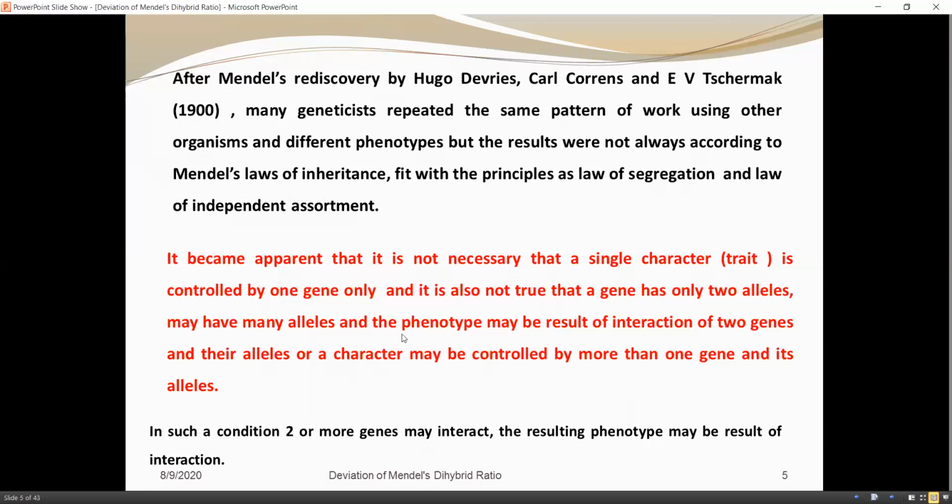It became apparent that it is not necessary that a single trait is controlled by one gene only. And it is also not always true that a gene has only two alleles, it may have many alleles, and the phenotype may be result of interaction of two genes and their alleles, or a character may be controlled by more than one gene and its alleles. In such a condition, two or more genes may interact. The resulting phenotype may be result of interaction.